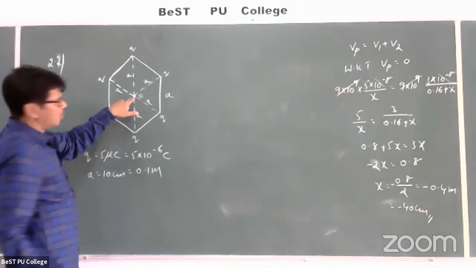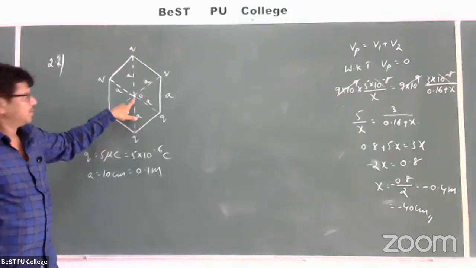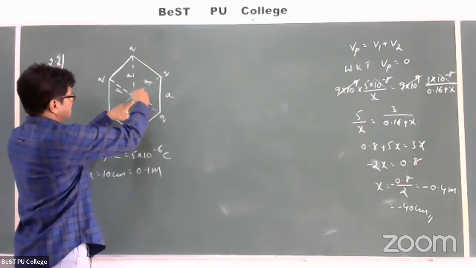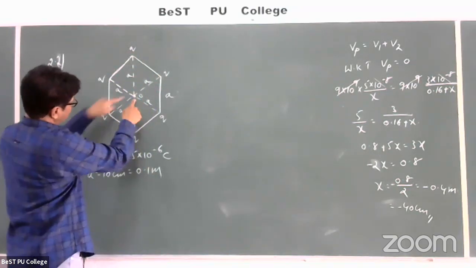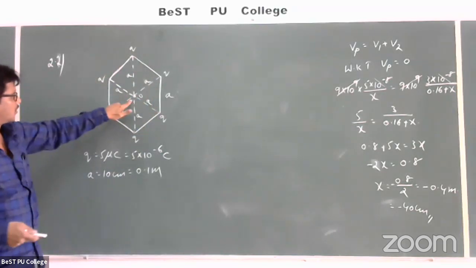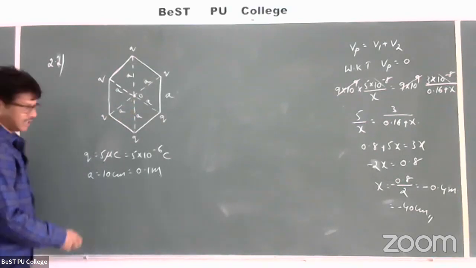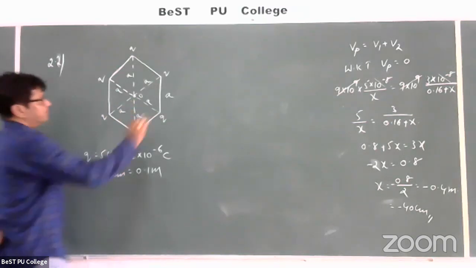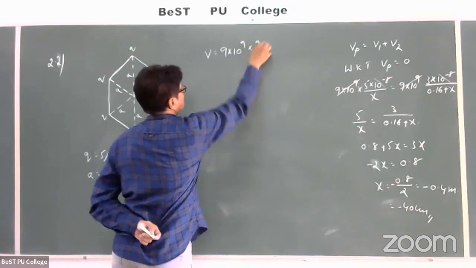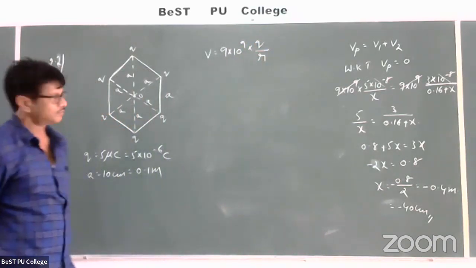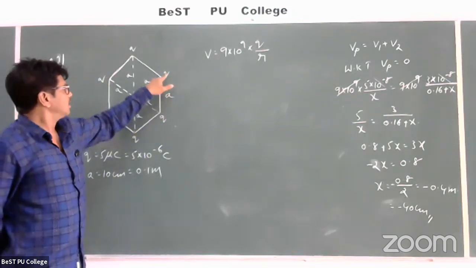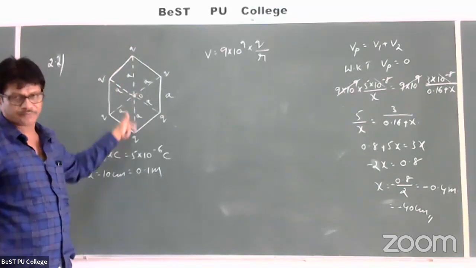So here at O, how many potentials will act? Because of the 6 charges, 6 potentials will act. What is the general formula to find out potential? V is equal to 9 into 10 to the power of 9 Q by R is the general formula. In all the 6 cases, the charge is same. In all the 6 cases, the distance is also same.